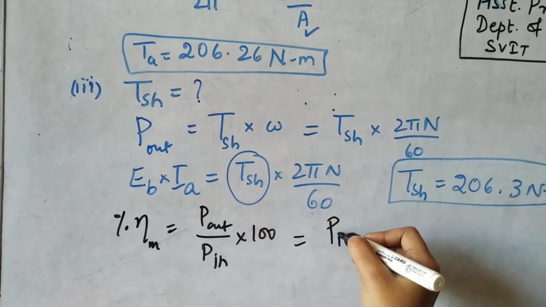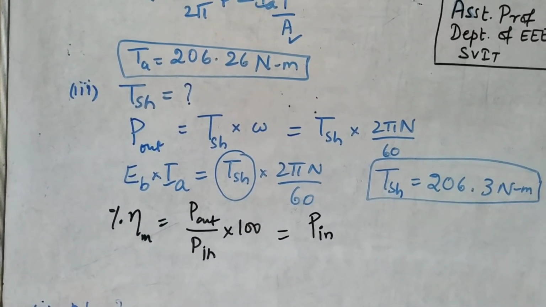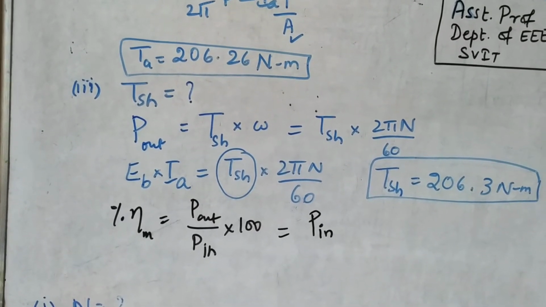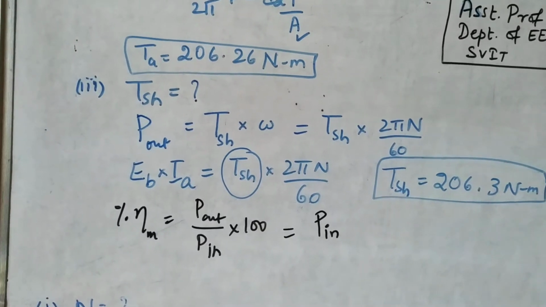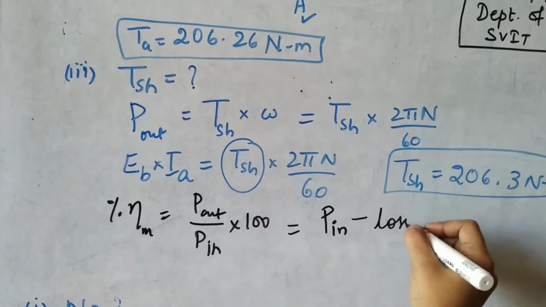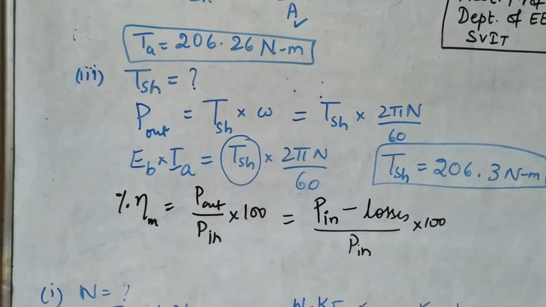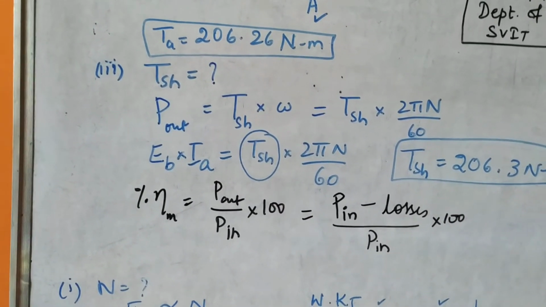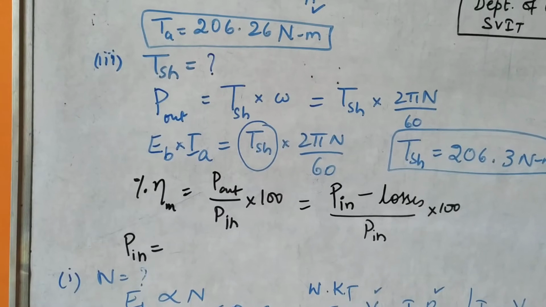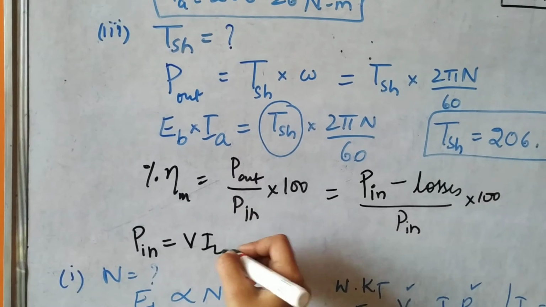Okay, so as we all know, the input power is nothing but the output power plus losses. But what is P out? It will be equal to input power minus the total losses. Okay, input power minus the total losses divided by the input power into 100. Right? So what is the input power here? P in, I can write it as input power, is nothing but what is the input to the motor? It is electrical energy. So it is nothing but the supply voltage V into the line current, right?